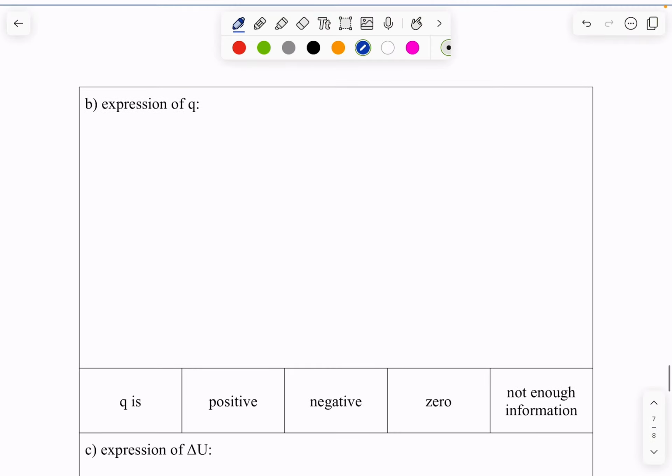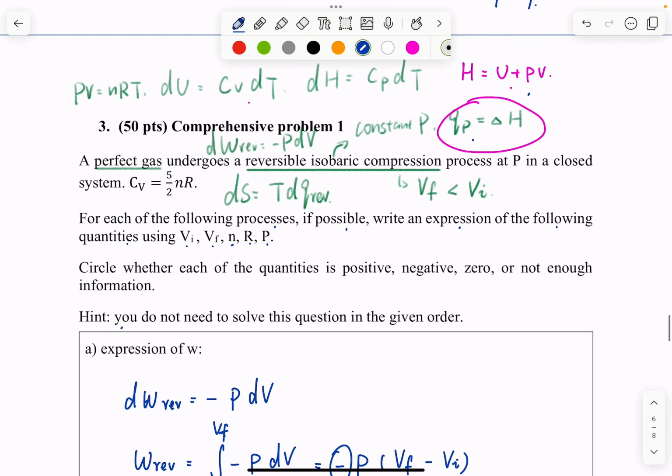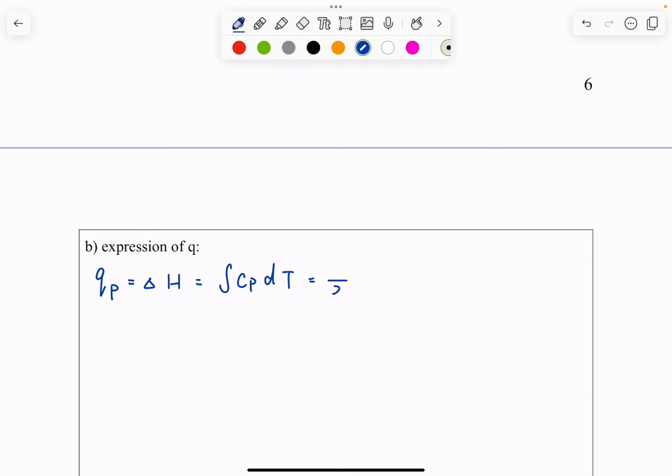Right. And then Q. For Q, we have two different ways to solve it. Let's say we can start by using Qp equals delta H, thus equals the integral of Cp dT. Now, do we know what Cp is? We know what Cv is, and we know that for ideal gases, Cp equals Cv plus nR, so my Cp equals 7/2 times nR, times T final minus T initial.